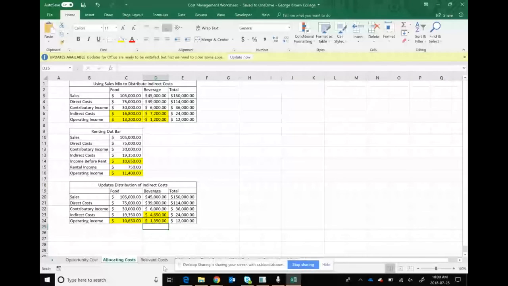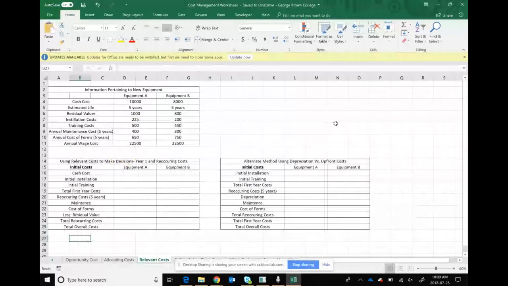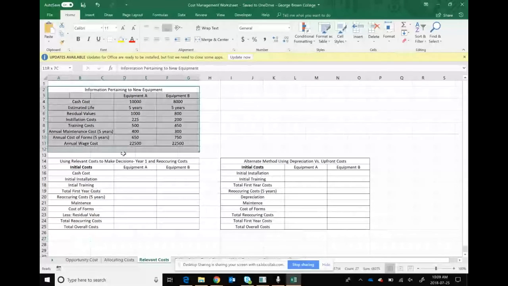Okay. Relevant costs. So here's all the information that's up on the board right now. To really understand the overall costs, we need to understand the recurring costs for the next 5 years, as well as the initial cost.